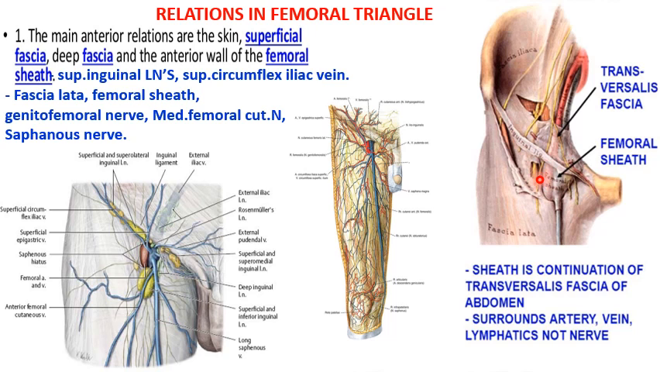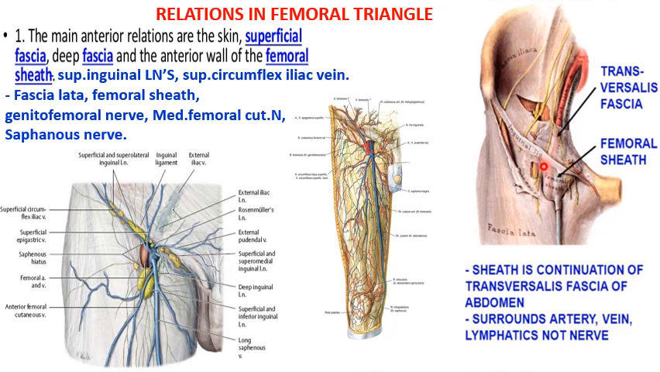So this is the genitofemoral nerve, which is related. And then the medial femoral cutaneous nerve and saphenous nerve. These are the branches of the femoral nerve. After you remove the fascia lata and expose the muscles, you will be able to see those two nerves, which I'll show you in a while.